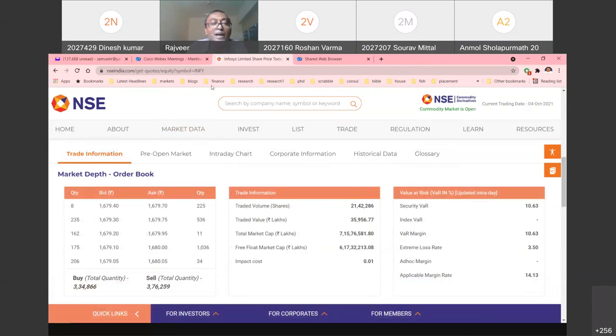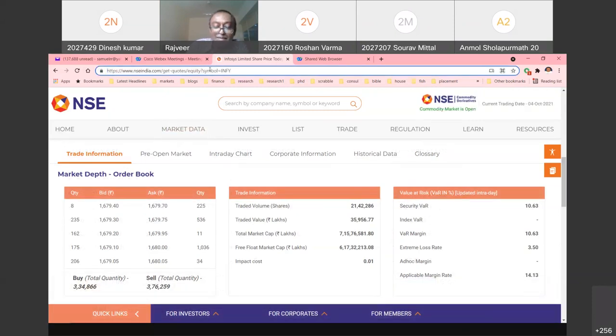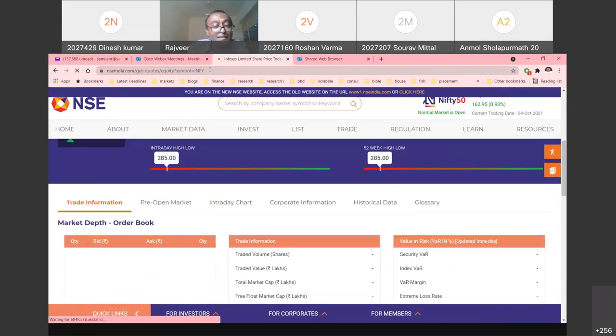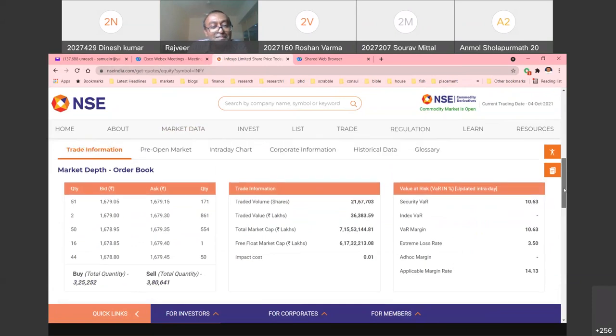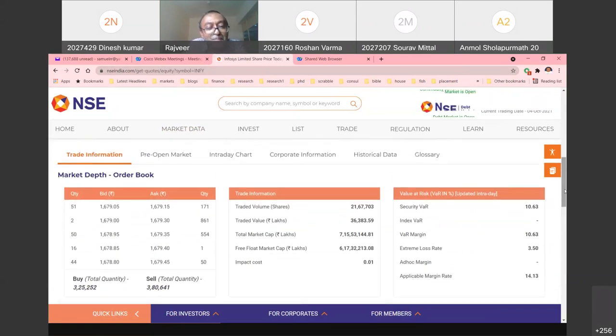If you see a minute by minute chart, you can see this. Let me just show you this. It was 1679.40. Now it has come to 1679.05, right? Do you see that, students? So when there are more sellers than buyers, prices go down. Very simple supply demand logic.